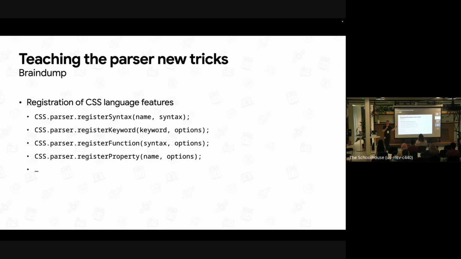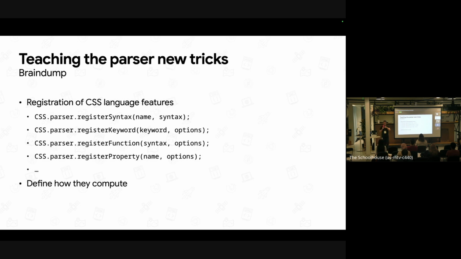I will show you some examples on the next slides. Register keyword, also a function, like a built-in function, not one of the custom functions, and also a property. Like, hey, if you encounter this property that you don't understand, whatever I pass in here, that thing will take over and do all the things we need to do in order to polyfill a CSS property.